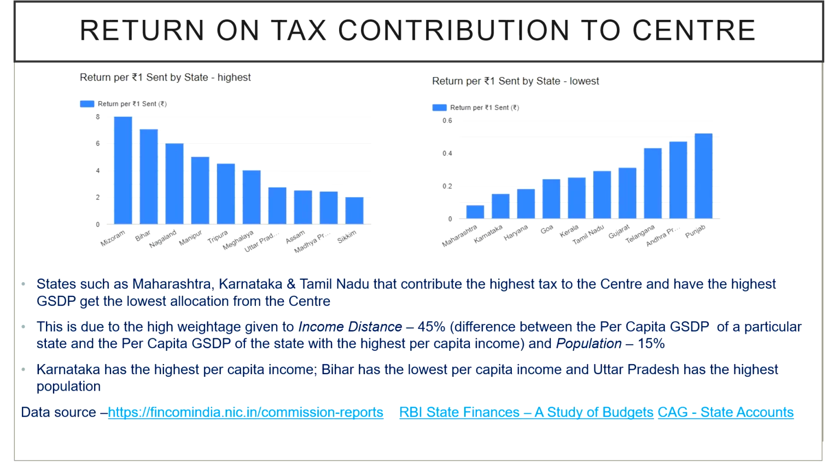Return on tax contribution to center. States such as Maharashtra, Karnataka, and Tamil Nadu that contribute the highest tax to the center and have the highest GSDP get the lowest allocation from the center. This is due to the high weightage given to income distance, 45%, difference between the per capita GSDP of a particular state and the per capita GSDP of the state with the highest per capita income, and population, 15%. Karnataka has the highest per capita income, Bihar has the lowest per capita income, and Uttar Pradesh has the highest population.